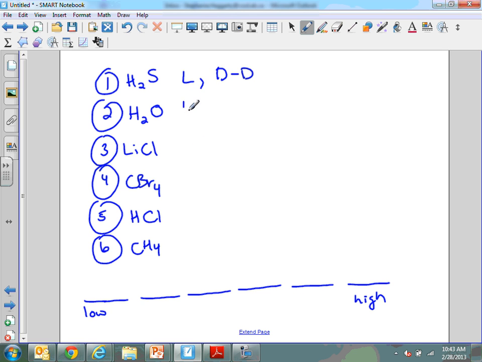For water, obviously we have London. Water is polar, so we have dipole-dipole. Also, we have an HO bond, so we have hydrogen bonding.